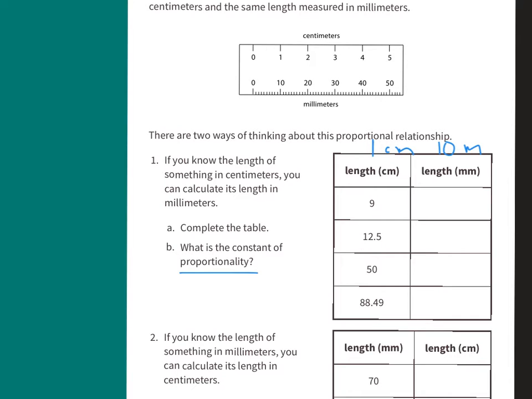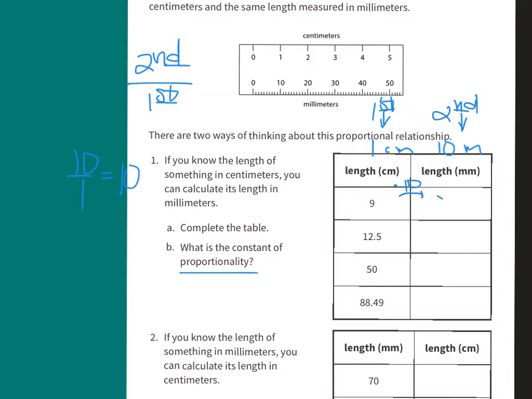So remember, constant proportionality is second column divided by first column. We talked about this yesterday. So this is the first column, everything below it. This is the second column, everything below it. Okay, so second column, 10 over 1. Well, if we go 10 over 1, we simplify that, it's just 10. So my constant proportionality is 10. So I'm just going to multiply everything in this first column by 10.